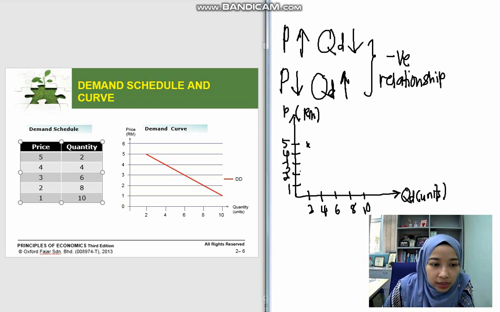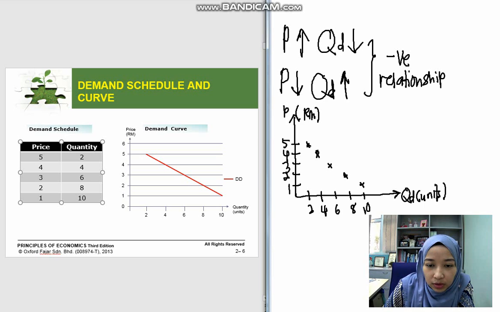And when the price is decreased to 4 ringgit, consumers are willing to buy even more, which is 4 units of books. And when the price becomes lower, from 4 ringgit to 3 ringgit, the quantity demanded is 6. So consumers are willing to buy more. When the price of the book is 2 ringgit, consumers are willing to buy 8, and at a price of 1 ringgit, consumers are willing to buy 10.